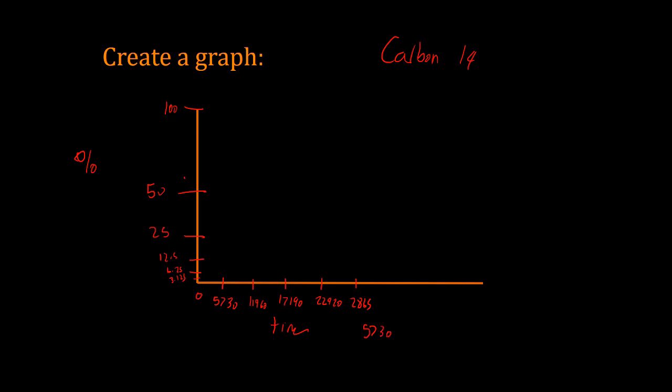So here's time 0, 100%, 5,730 years, 50%, 11,460 years, 25%, 17,190 years, 12.5%, and then 6 1/4%, and then 3 1/8%, and then we can just connect up our dots with a nice smooth line, and we see this exponential decay through time. So pretty straightforward process on that.